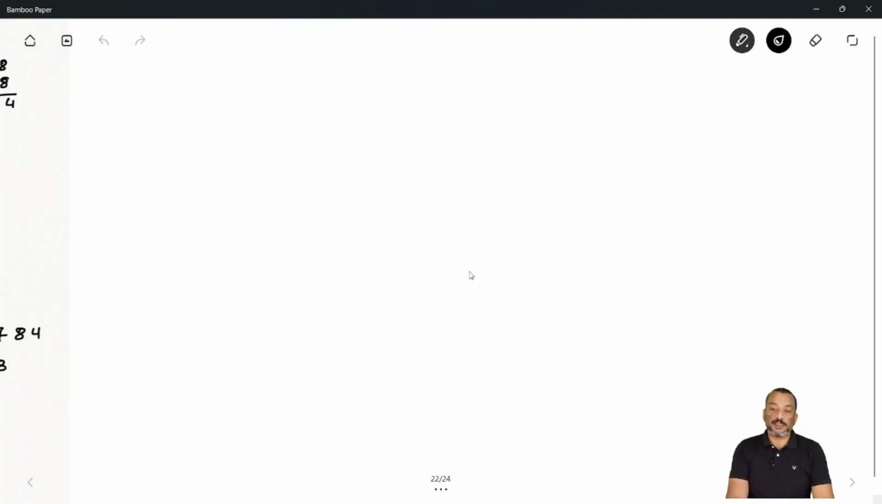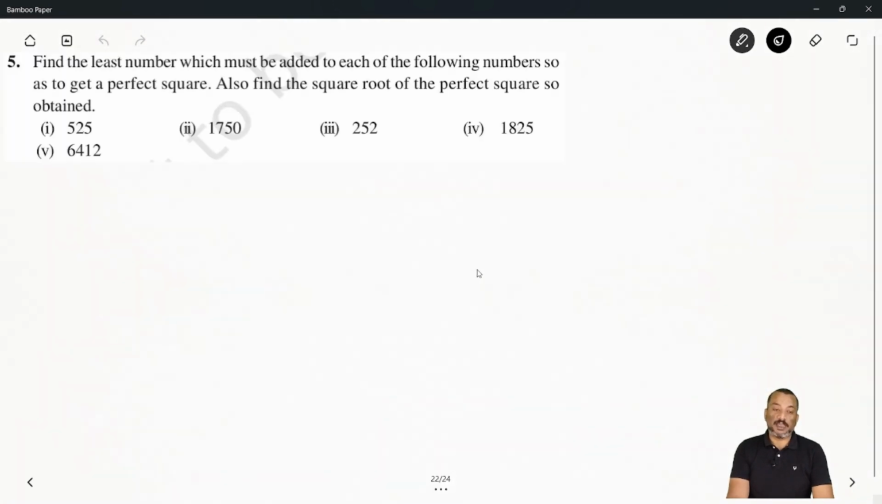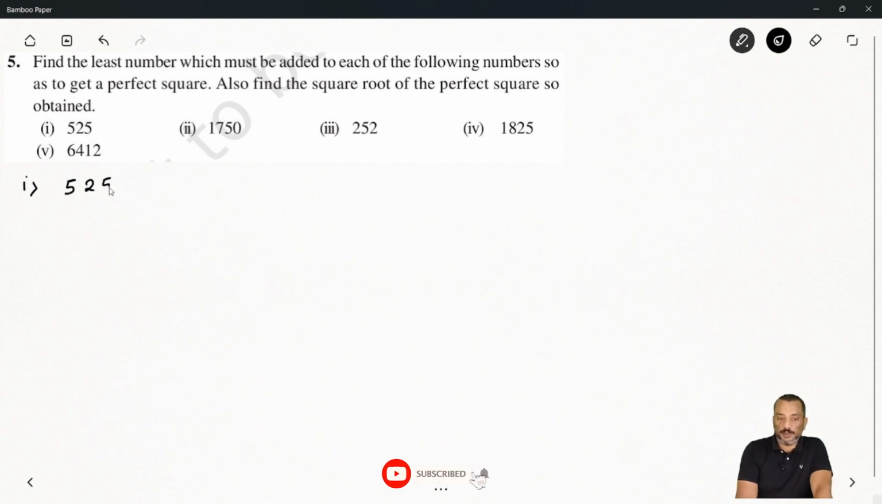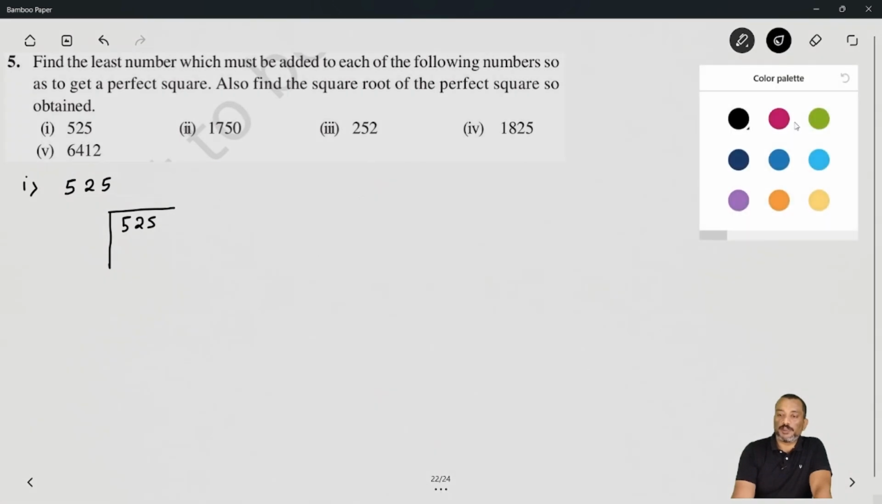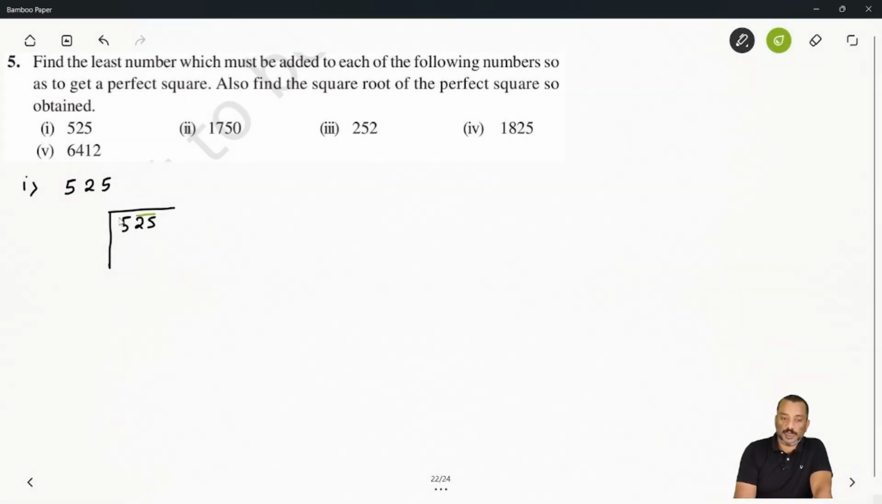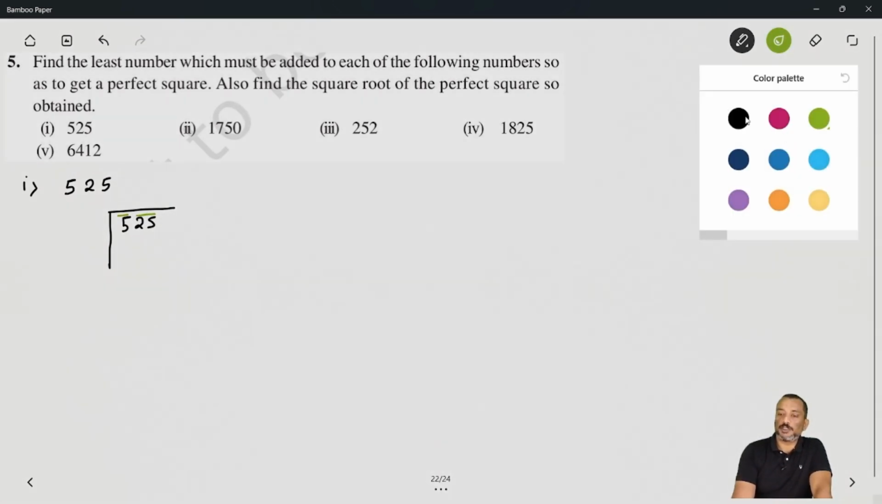Now coming to the next question, it is saying find the least number which must be added to each of the following numbers to get a perfect square. Okay, so by which number we will add, so we will get a perfect square. So same way, first here we will take 525. This is also a similar way. So here you can go with the pairs of the number, from right to left. So first you have a 5.